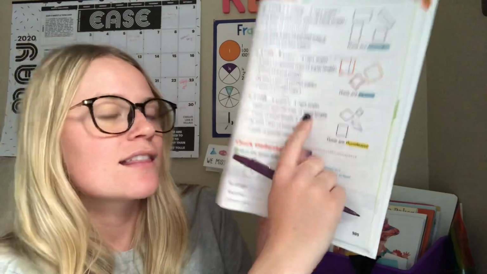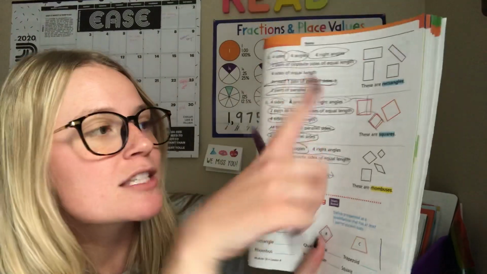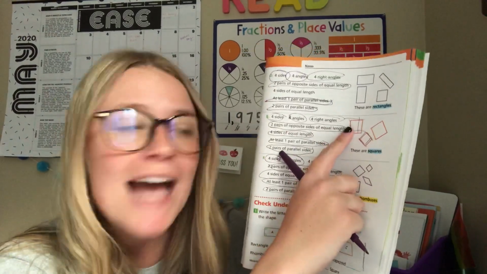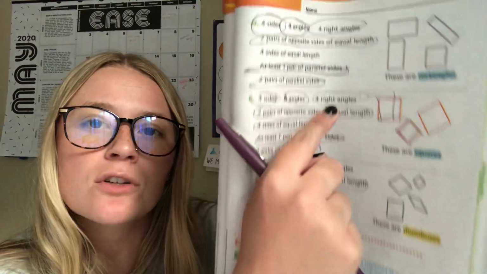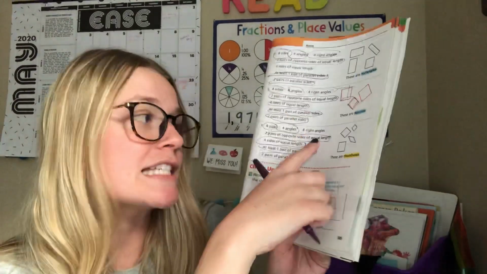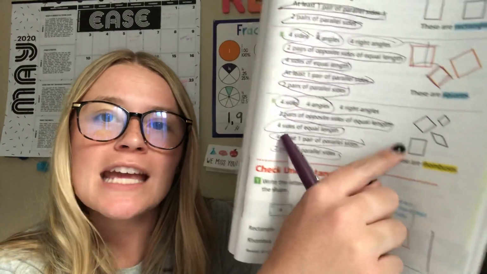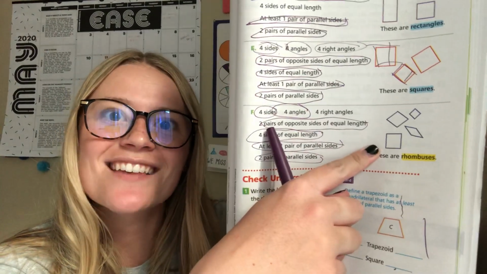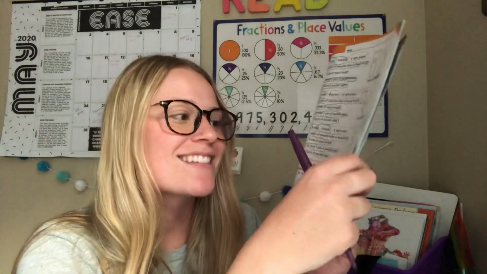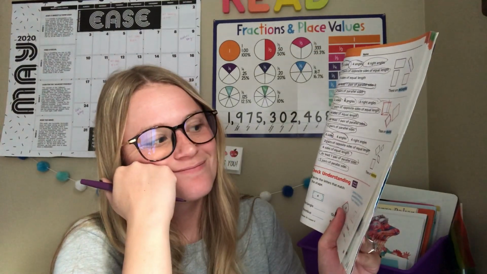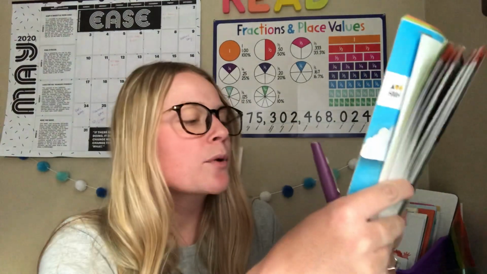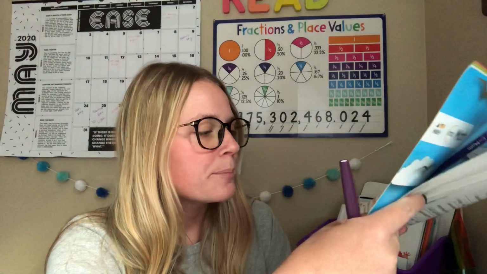The only difference between a square and a rhombus is that a square has to have four right angles. A rhombus does not. It has to have everything else, but it does not have to have four right angles. Is a square a rhombus? Yes. Is a rhombus a square? Sometimes. It's amazing.